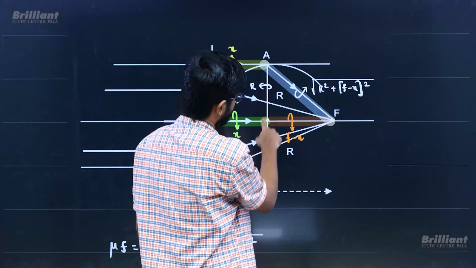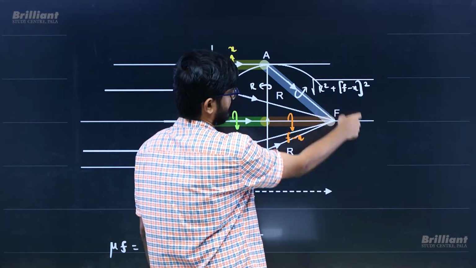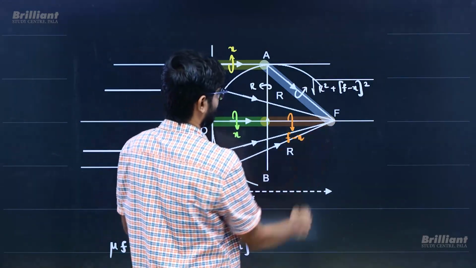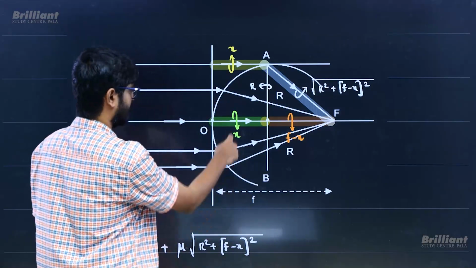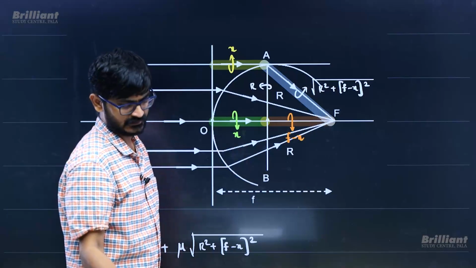This is r, and this is f minus x, so this is going to be the hypotenuse, that is root of r square plus f minus x whole square. Now this length, if I want to convert it into optical length, it is going to become mu into x. Anyway, this total length is f, right?